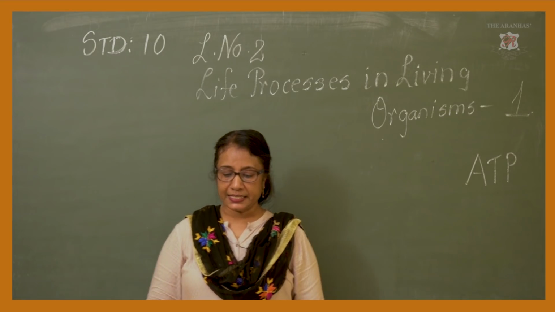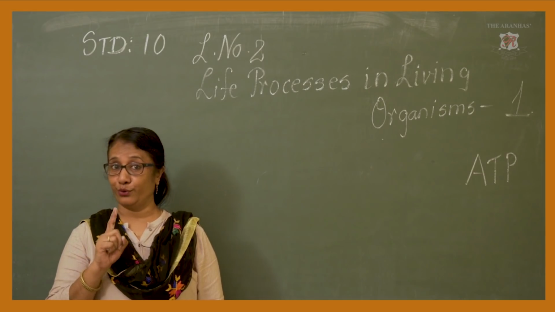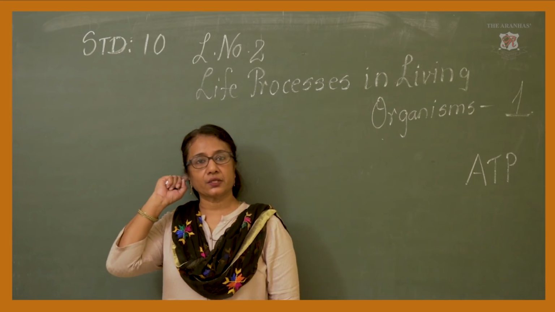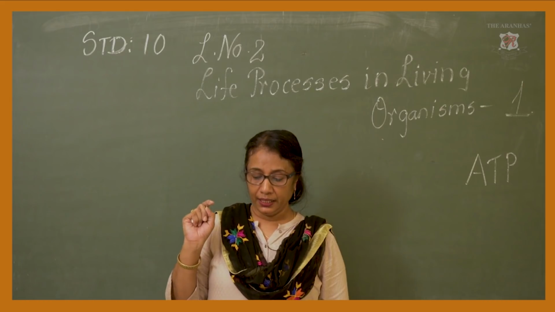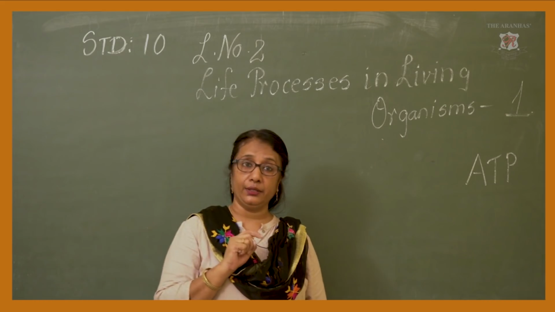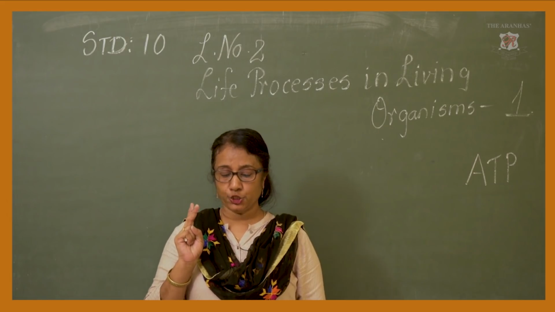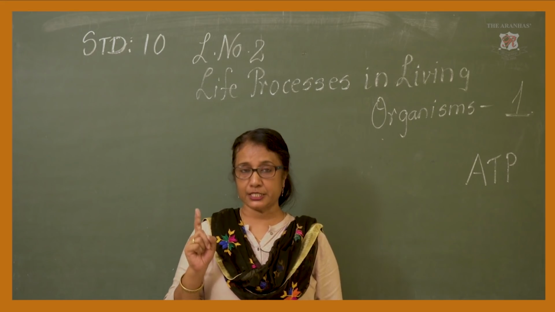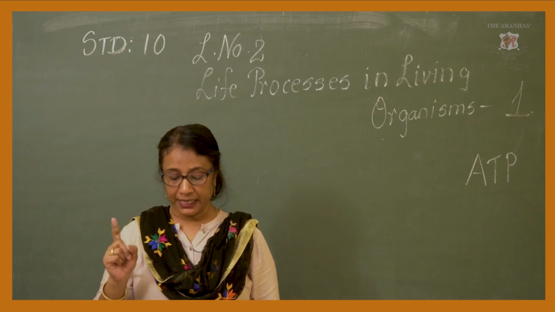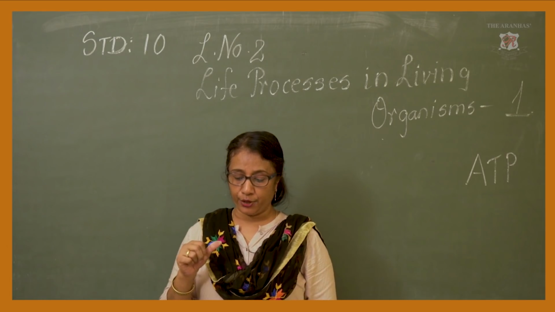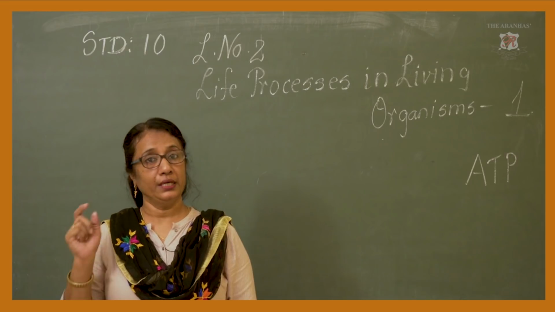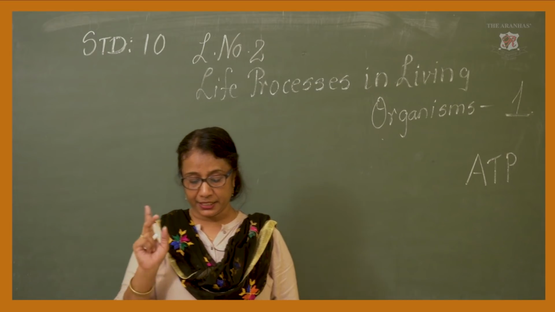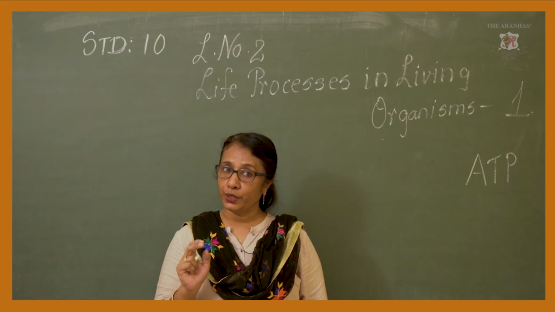Oxidation of glucose is carried out step by step in the cells, and that is why it is called cellular respiration. Cellular respiration is again of two types: aerobic respiration and anaerobic respiration. It is the breaking down of food into simpler substances to produce energy, that is, ATP.